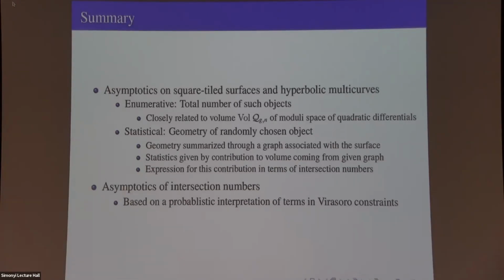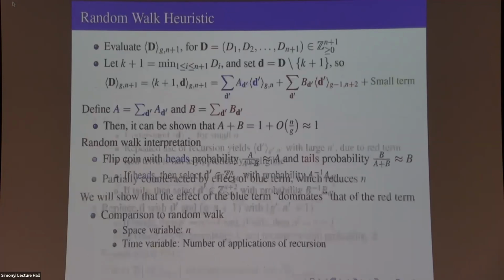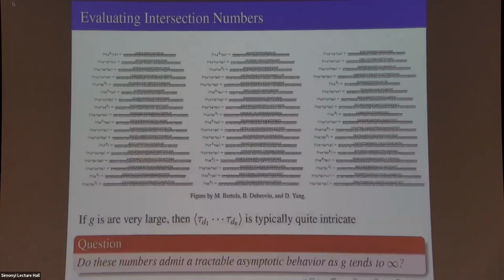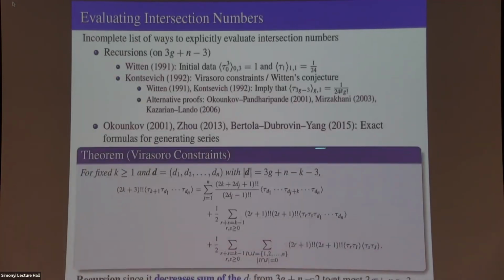So are there some further questions or comments? This proof, the very last sentence, you proved it using probabilistic methods. So you take the intersection numbers, what kind of probabilistic argument? Well, it's coming from the recursion. So the proof is based on a probabilistic interpretation of this recursion.